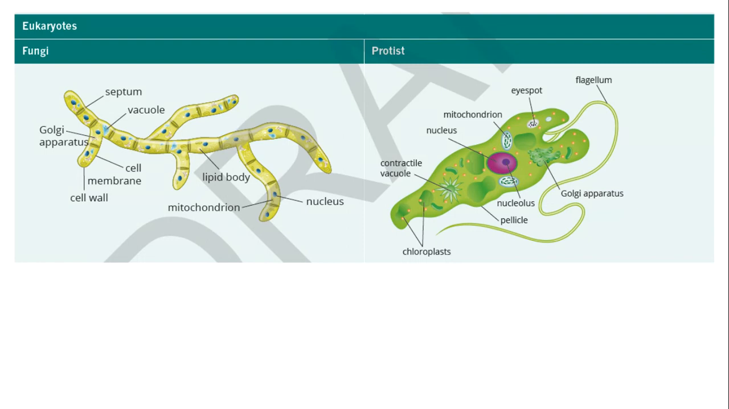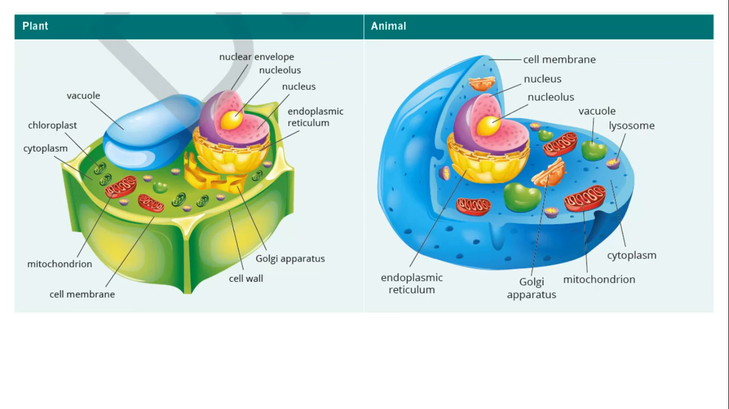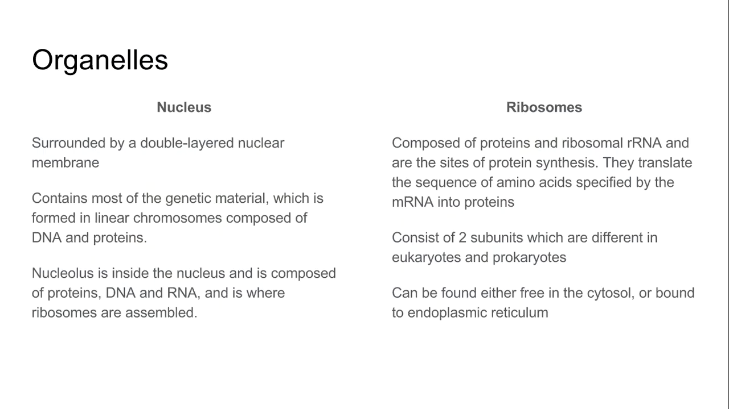So here we just have examples of eukaryotes. So we've got some fungi, protists, and we also have plant and animal cells. We're just going to go quickly through some of the different organelles which might be present in the different types of cells. So we have the nucleus, which is surrounded by a nuclear membrane which contains the genetic information of the cell. And within eukaryotes, they're in linear chromosomes, and in prokaryotes, they're usually circular structures.